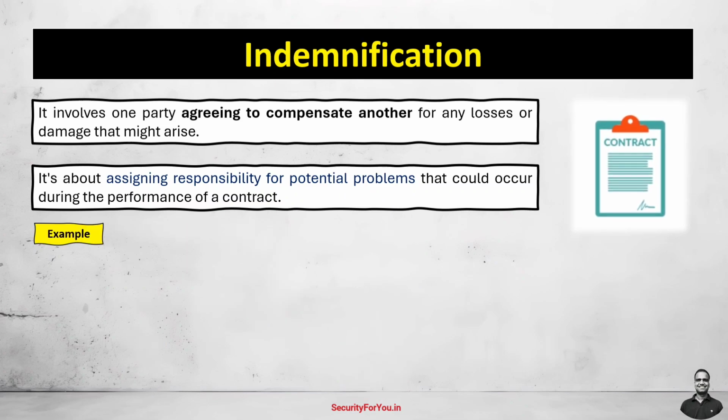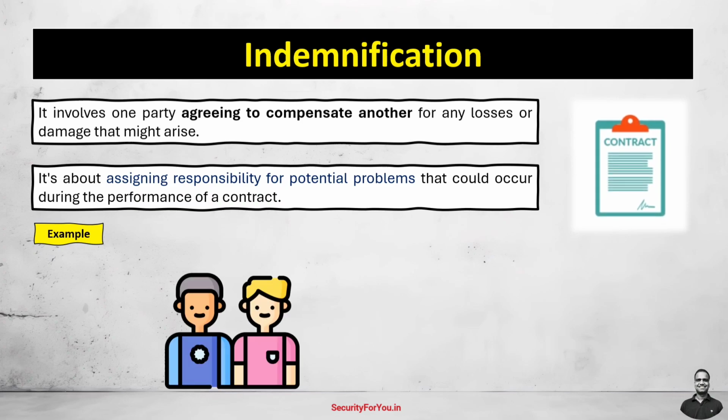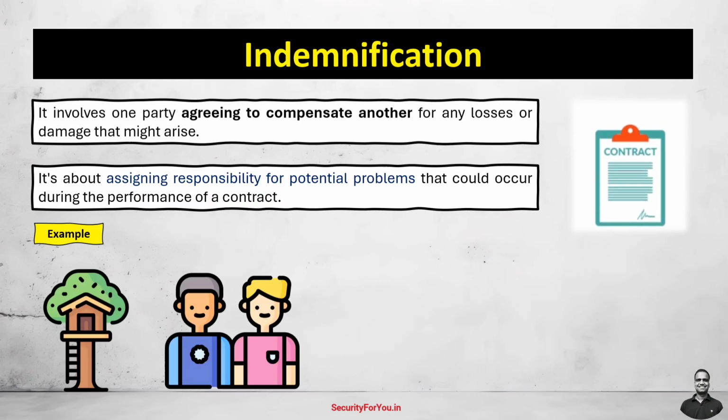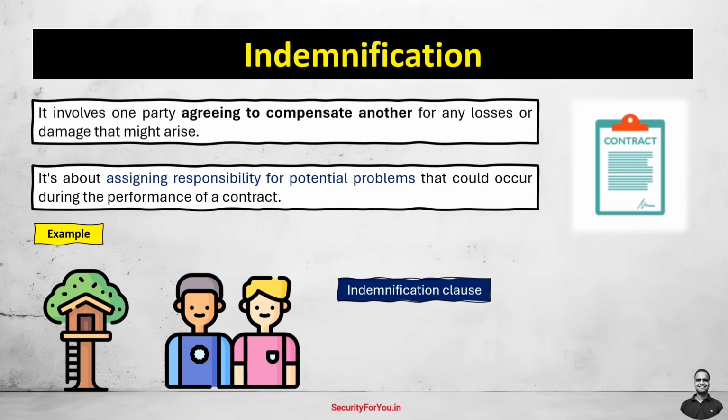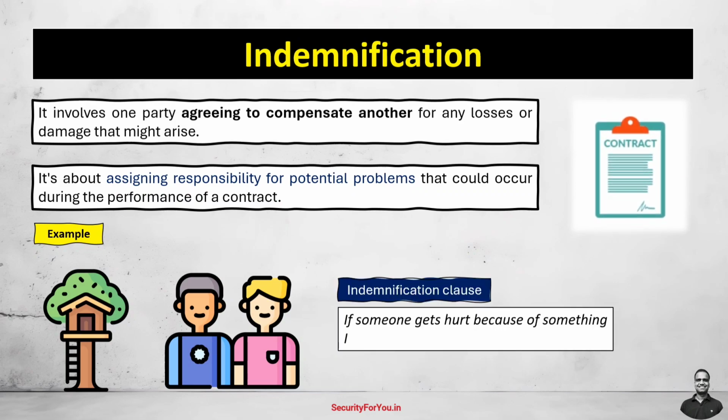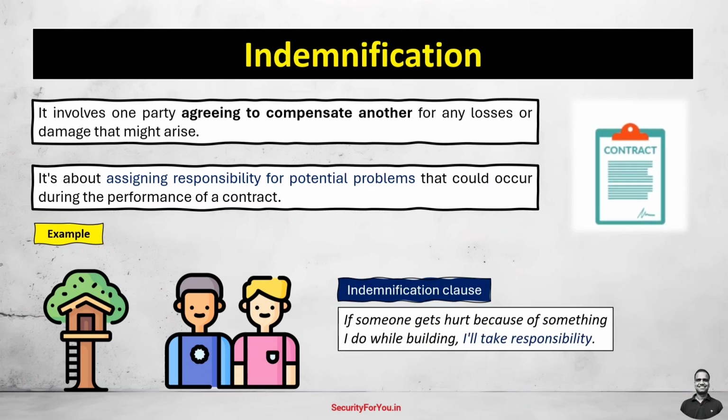Let's take a real life example. Imagine you and your friend agree to build a tree house. An indemnification clause is like saying, if someone gets hurt because of something I do while building, I'll take responsibility. In contracts, it's similar. It assigns responsibility for unexpected problems that might harm someone outside the agreement, a third party. Usually a third party is individuals whose data is compromised, right?